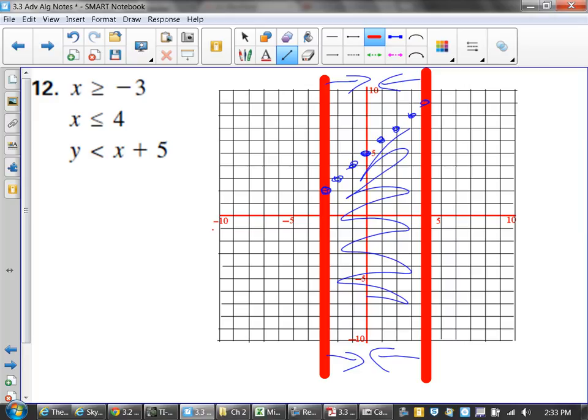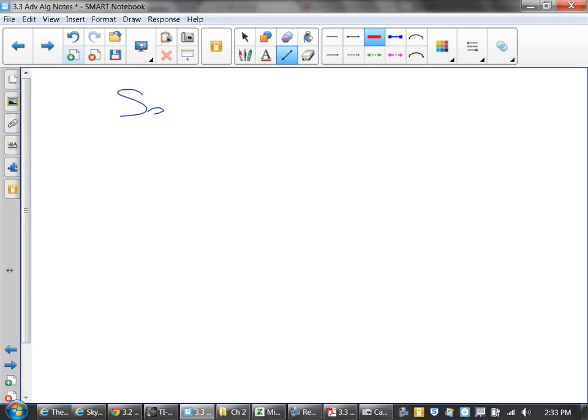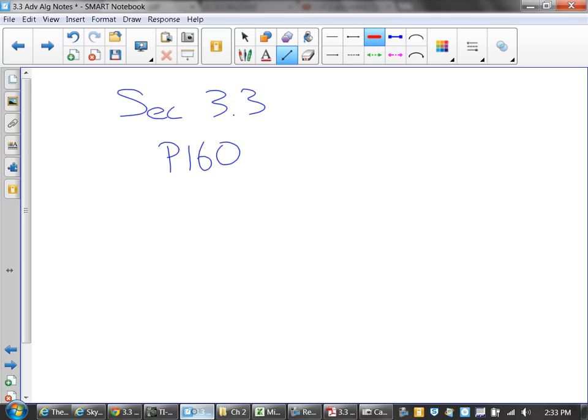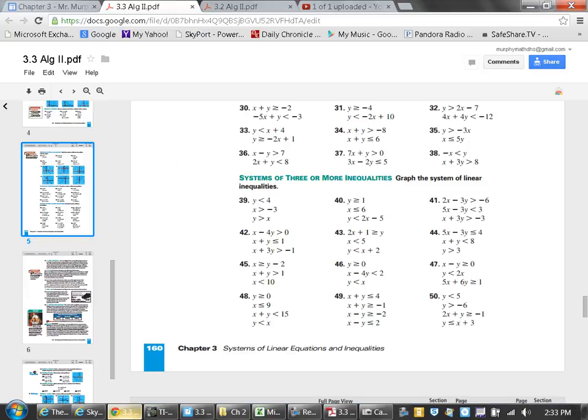You can get some pretty cool graphs through this stuff. Tonight, what I'd like you to do, and I'll give you a little time to start on it, is section 3.3, page 160. Numbers 36 through 44, and then 48 through 50. That gives you 12 problems. Let me double check. Yeah, page 160.